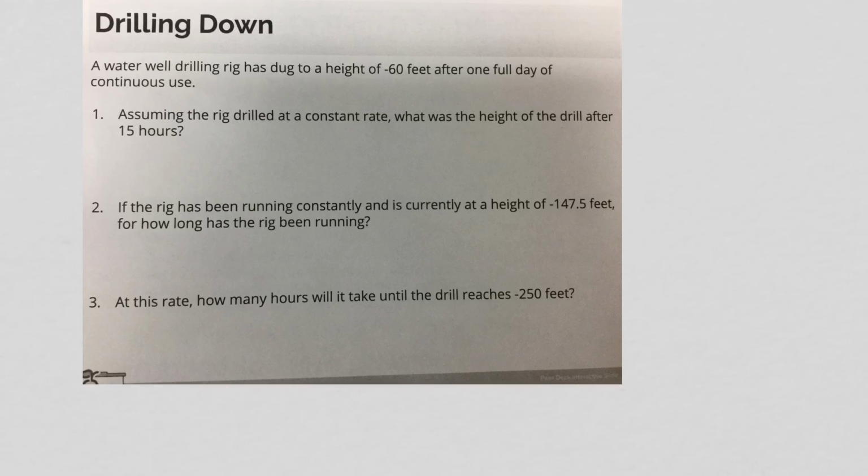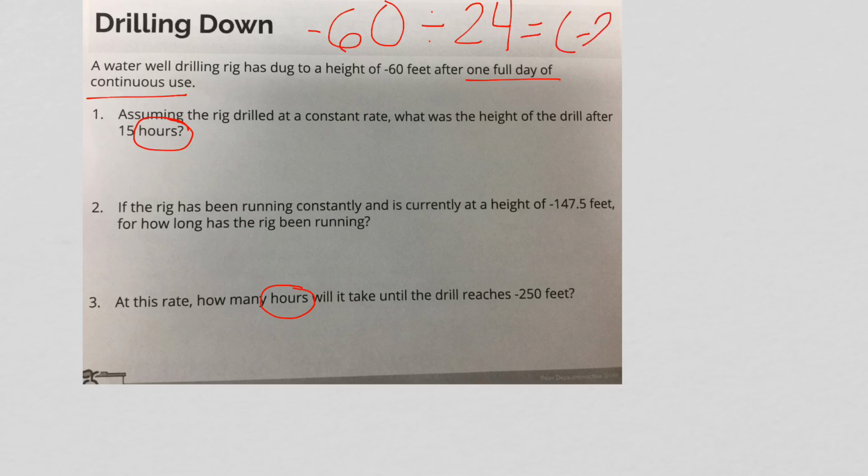Reviewing this problem, it says that it was at negative 60 feet after 1 full day of continuous use, but the other problems talk about hours, so we need to figure out how we're going to go from the amount in a full day to the amount in an hour. Okay, so there are 24 hours in a day, so we need to divide that full day's amount by 24. So we're going to take negative 60 and we're going to divide by 24. Which gives us negative 2.5 feet per hour.